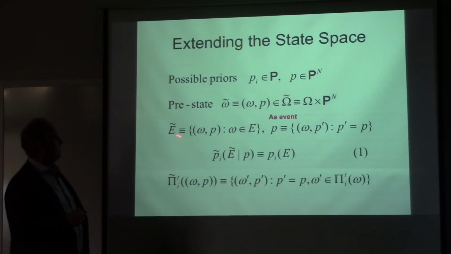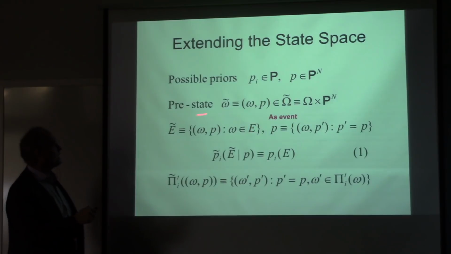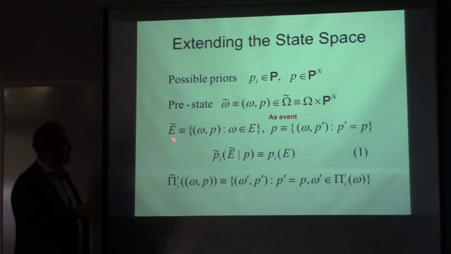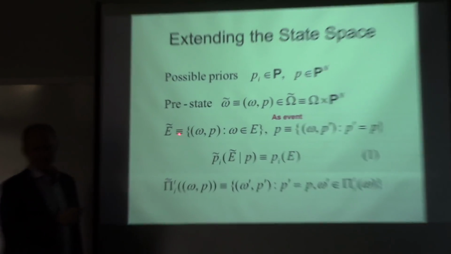All right, now, we're going to take any ordinary event E and we're going to extend it into the larger space. That's straightforward by just ignoring the priors. All the states have the same omega, they count as in E no matter what priors there are.